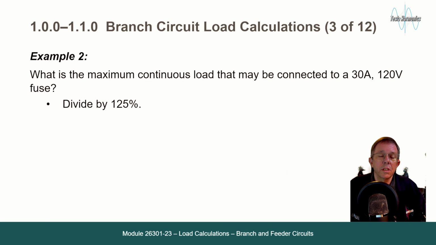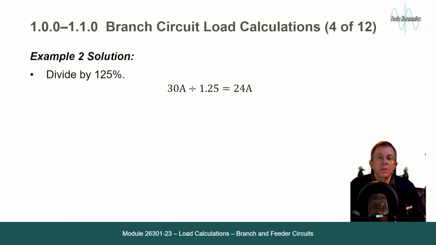Example 2, what is the maximum continuous load that may be connected to a 30 amp, 120 volt fuse divided by 125%? 30 amps divided by 1.25 equals 24 amps.